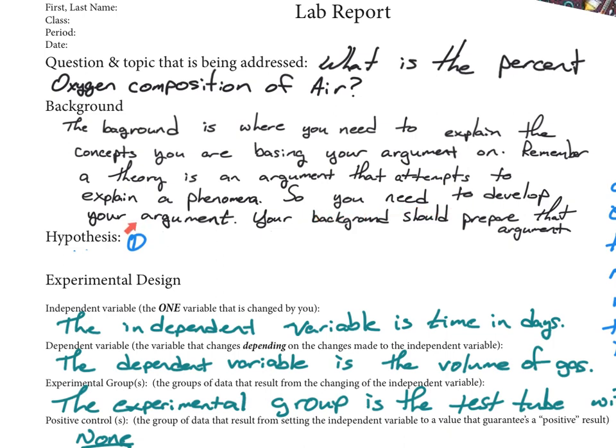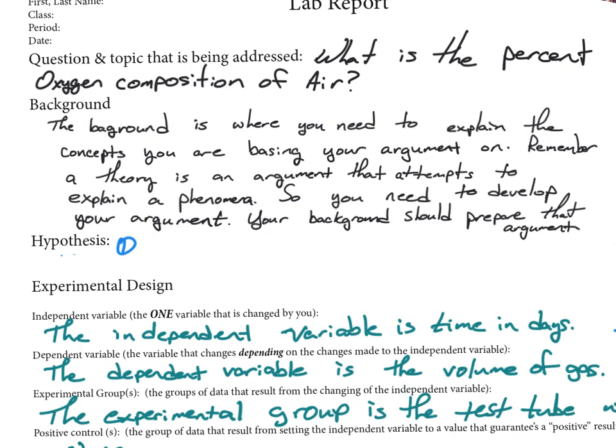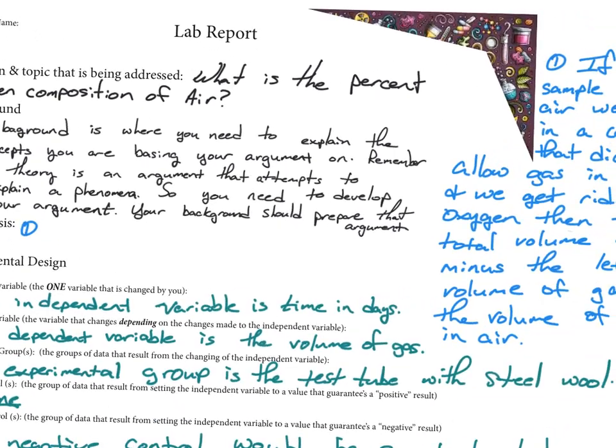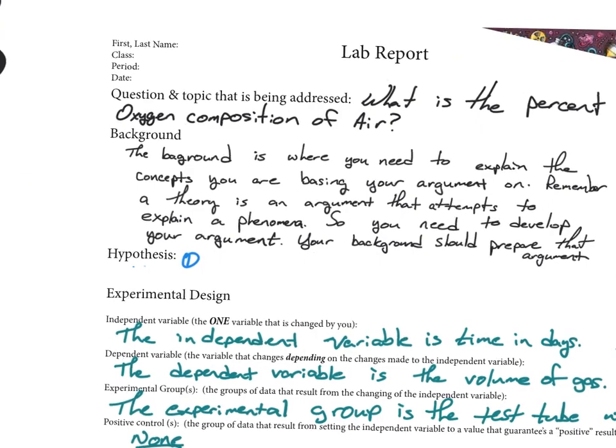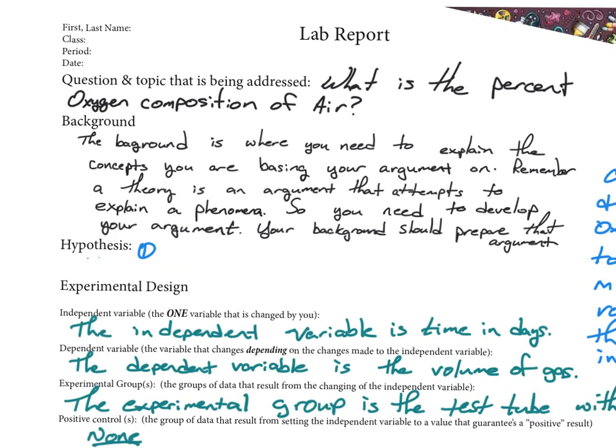And so you need to develop your argument, and what that means is you have to do that background research, that background explanation of what you think is going on. And your background should prepare for that argument, right? So you need to think about all the things that you would need to know in order to answer this question, in order to design an experiment that could answer this question. All right. So a hypothesis is a scientific guess, based on your background knowledge, as to the answer to the question.